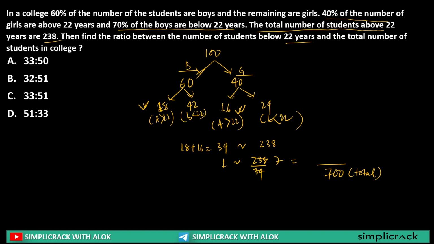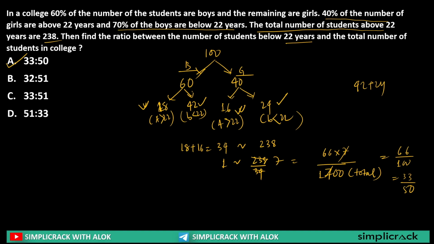Students below 22 years, that is this one plus this one: 42 plus 24, that is 66. 66 multiplied by 7. And I have to take out the ratio out of it. So 66 by 100, or if I cross it out, it is 33 by 50. So A is the answer. 33 by 50, A is the answer. I hope you are able to understand this whole thing.